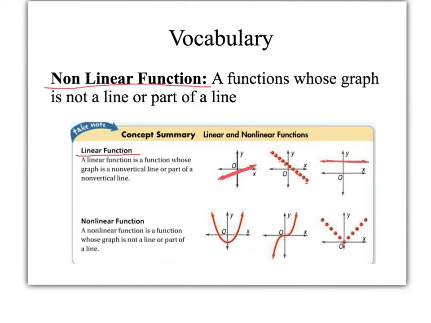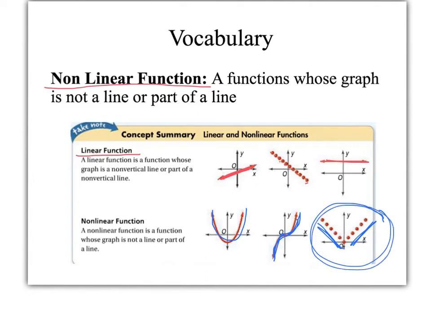Now nonlinear, sometimes they make curves. Sometimes they make like a kind of like an S shape. Now, part of this last graph here, like this looks like a line and this looks like a line, but the whole thing isn't a straight line.